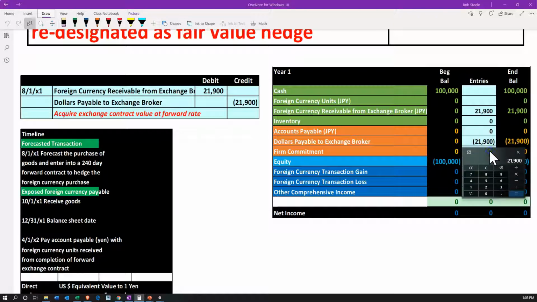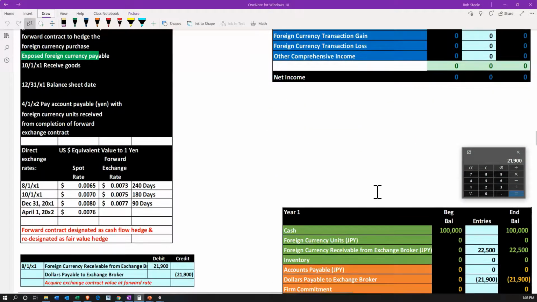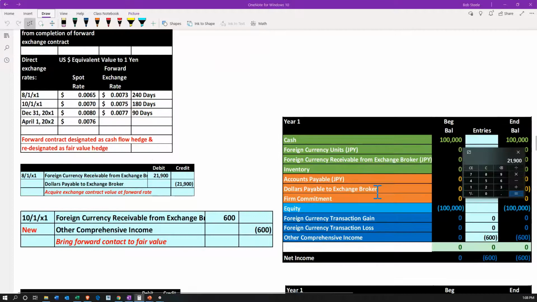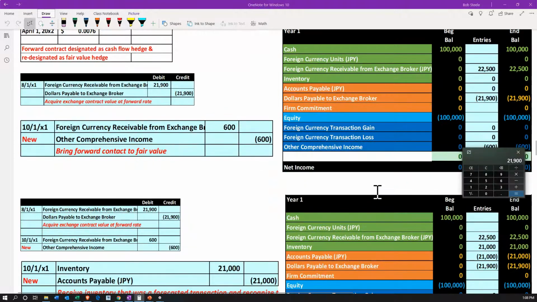Then we have the dollars payable that we're going to put on the books, a liability that we're going to pay after the 240 days. That's just going to be paid in dollars. There's no basically funny business. Once that's on the books, it is what it is. It's just going to sit there. Then we're going to say the next thing that happens is on 10/1. So now we have 10/1, and that means we're going to get the inventory on 10/1.